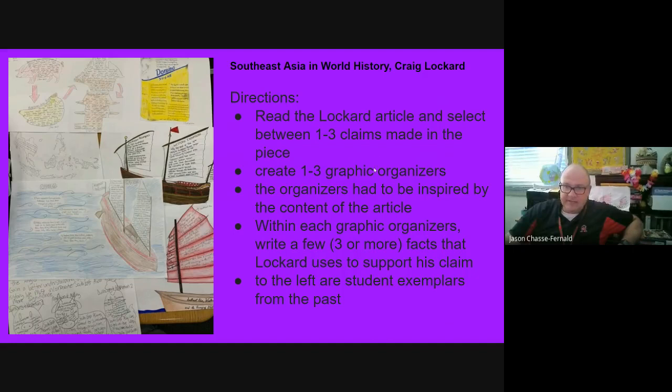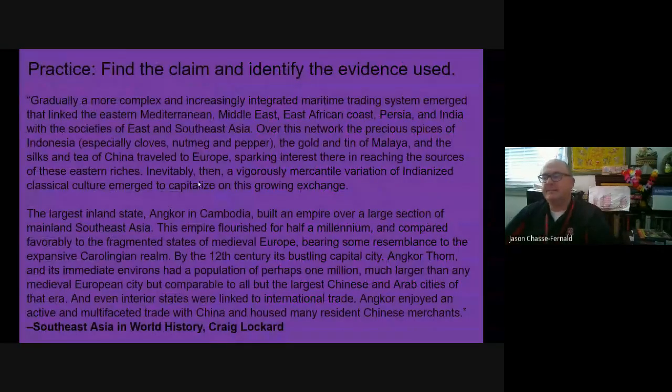There's a Craig Lockard article that you're going to be reading. You're going to pick out one to three things and create a graphic organizer inspired by those one to three things, like what you see in these pictures here. Then, within each graphic organizer, you're going to put your relevant facts. So what do I mean by this? Let me give you an example.